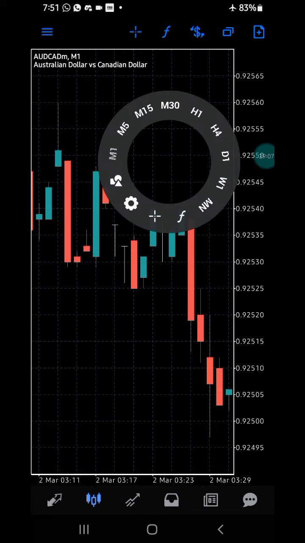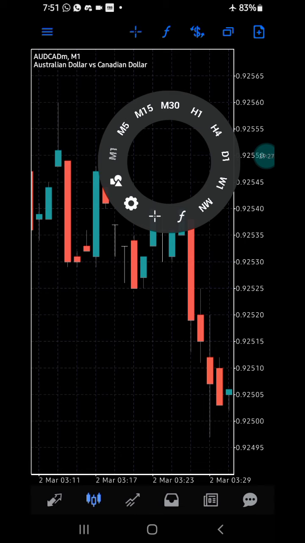So whenever you're on M1, that means you want to know what's happening in the market every minute, and the candlesticks help you know what's happening at every minute. It's either buying or selling, bullish or bearish. So that's what M1 shows, every minute.